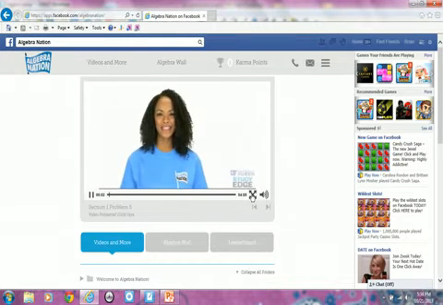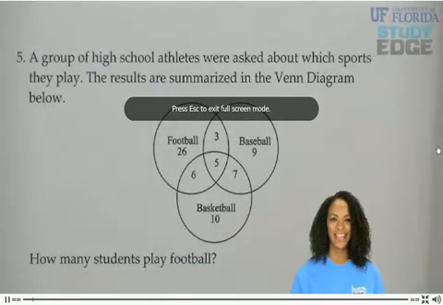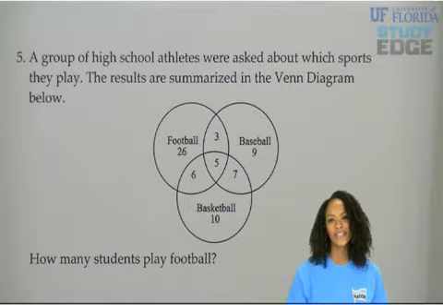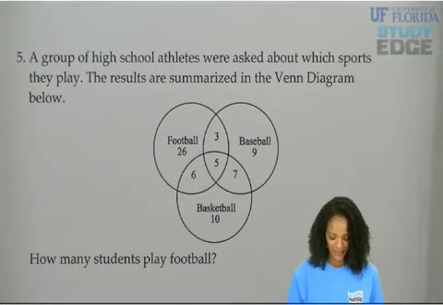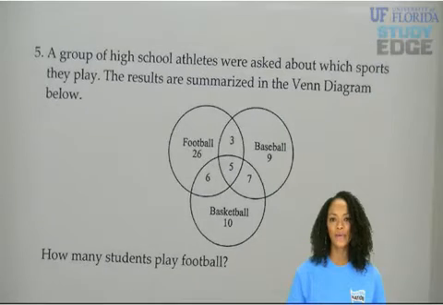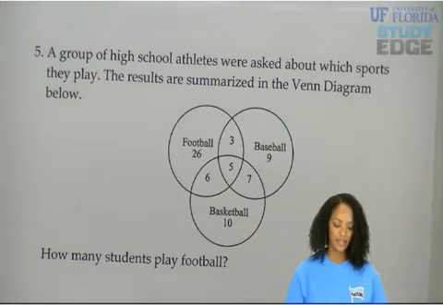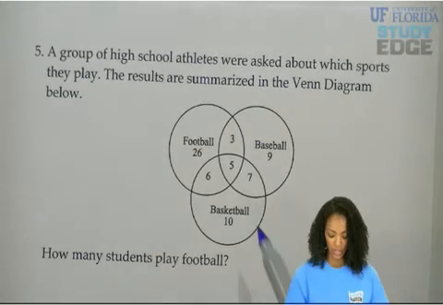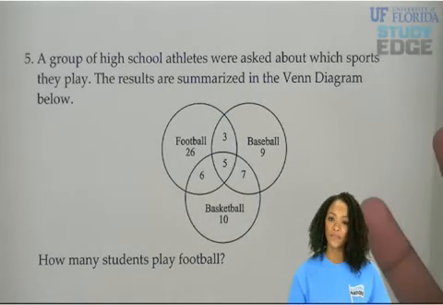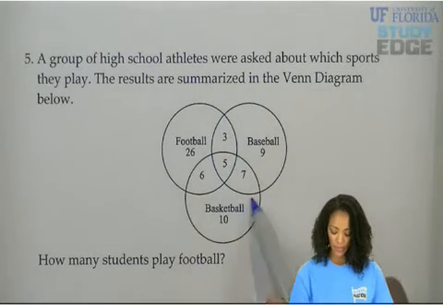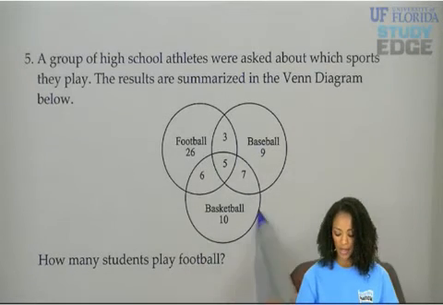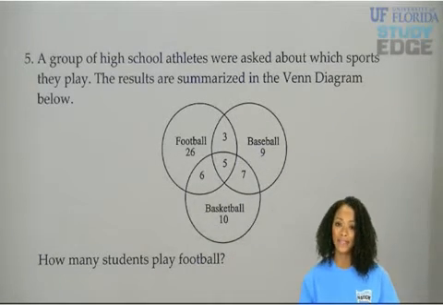Now let's spend some time practicing Venn diagrams. A group of high school athletes were asked about which sports they played. The results are summarized in the Venn diagram. Just to get re-familiar with Venn diagrams, remember that each circle represents the total population. This circle represents everyone that plays football, whereas this circle represents everyone that plays baseball. And the circle at the bottom represents everyone who plays basketball.